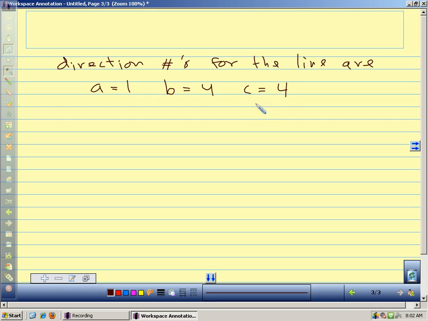So our symmetric equations for the tangent line to the curve of intersection at our point are going to be x minus 2 over 1 equals y plus 1 over 4 equals z minus 5 over 4. So those are our equations of our tangent line.